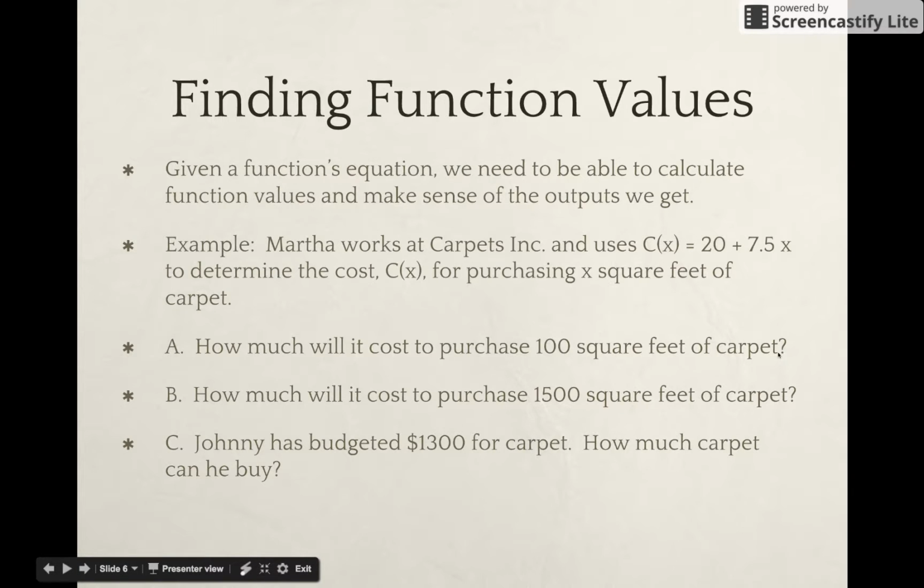And so this is kind of what we might call predicting. We're predicting how much cost for a given amount of square feet. Part C, we're asking a different kind of question. We're asking, okay, I can only spend this much money, so how much carpet could I buy? And so that is related, but a different type of question from A and B.